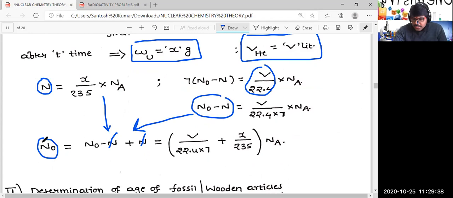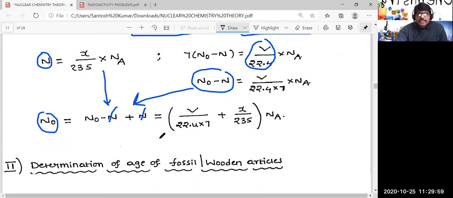Again, you can use that equation, T is equal to 1 by lambda ln N naught by N. So this is the first application, and after completion of this one or two questions also we'll try to discuss how the data is provided, and how to use that data to find the age of rock.